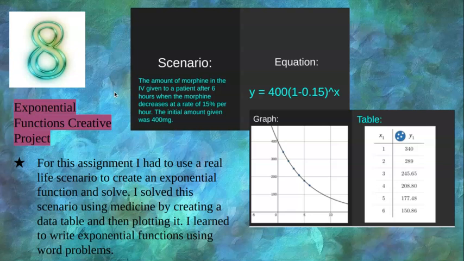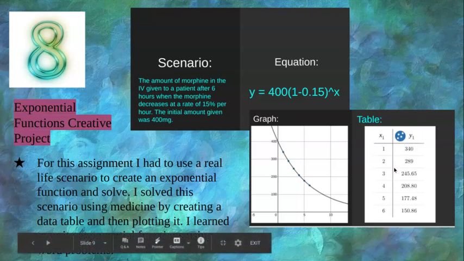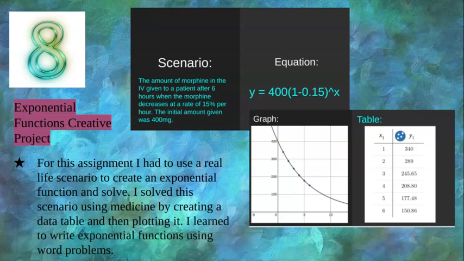And finally, for week 8, I generalized a real-life scenario and then created an equation from that word problem. I made a table from that equation and a graph. So I solved the scenario using medicine by creating a data table and then plotting it. I learned to write exponential functions using word problems.